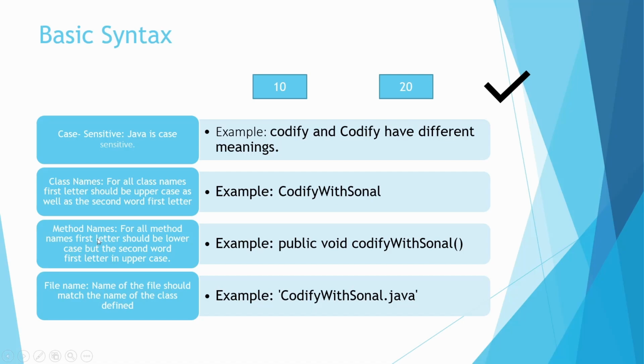Then we come to method names. Method names have to be written with a lower case first. That's like a camel case basically. So lowercase first, and then the second word is the same as the class name. If you specify the first letter as capital, it means it is referring to a class name. So always the method name's first letter should be lowercase, but the second word's first letter in uppercase. Like file name. Now the file name should match exactly with the name of your class.